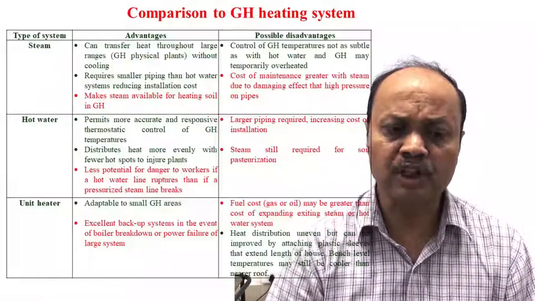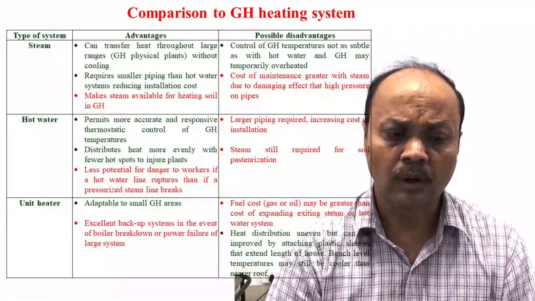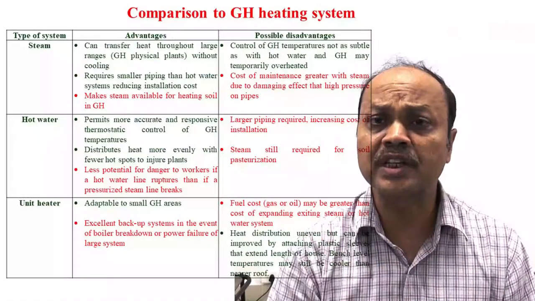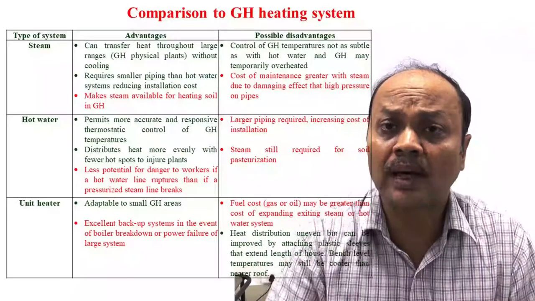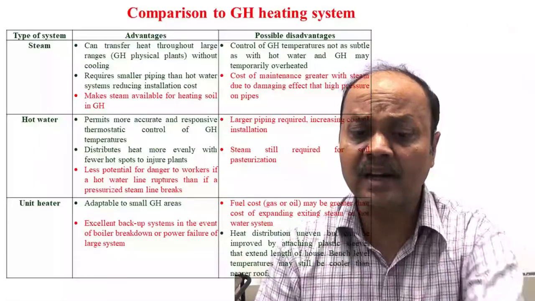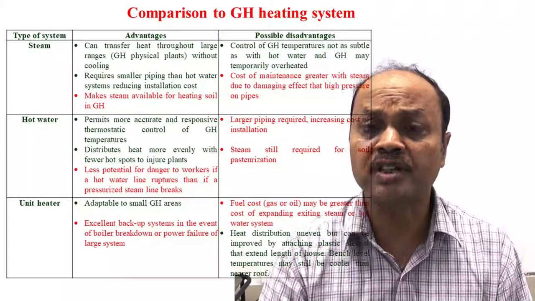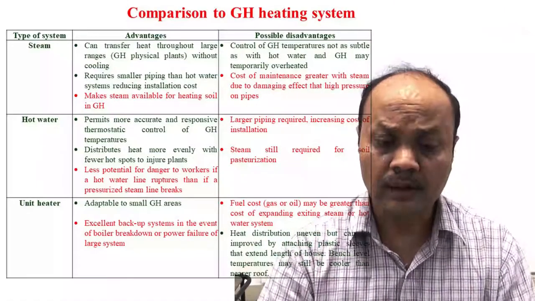And this is the comparison, like as I told, that in the central heating system there are two types, steam type and hot water type. So whenever you're using steam, because for heating the soil for cultivation steam is required, right? And the advantages and disadvantages are discussed here. Whenever you're using steam, it is more dangerous, so the piping system should be more secure. So you can go through the different advantages.